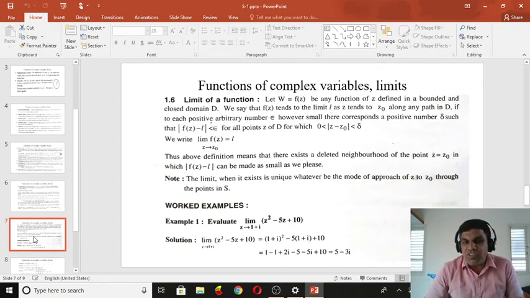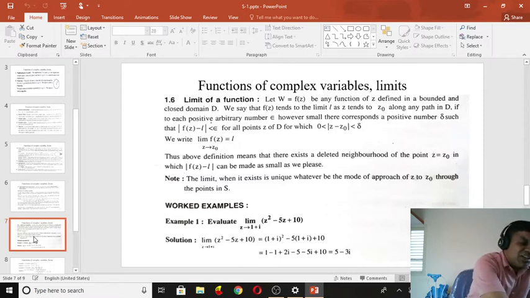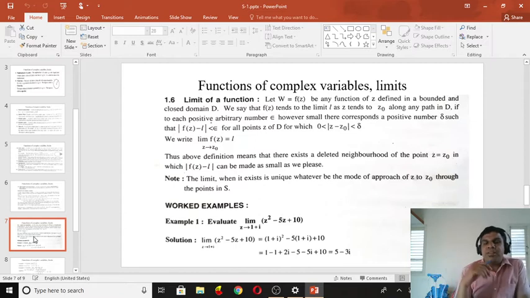Thus, the above definition means that there exists a deleted neighborhood of the point z equal to z naught in which mod f of z minus L can be made as small as we please. Note, the limit, where it exists, is unique, whatever path z approaches z naught through the points in S. So these all lie in that S, and approaching through them the limit should exist.